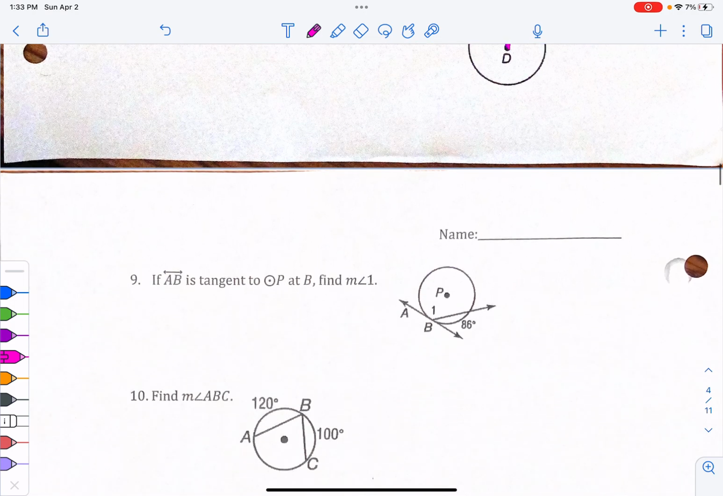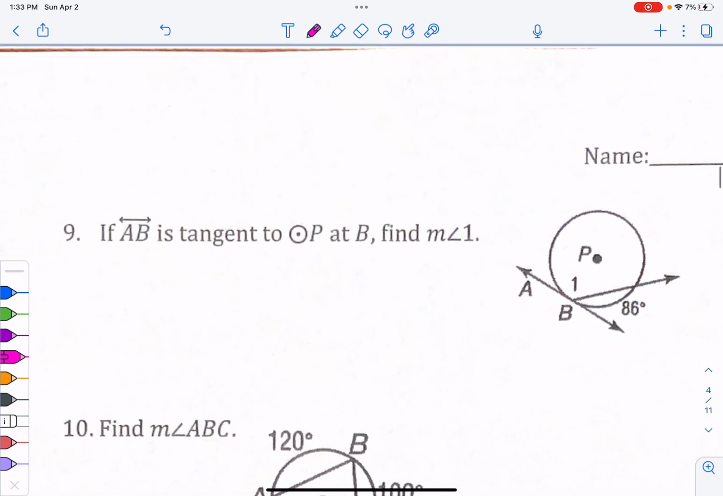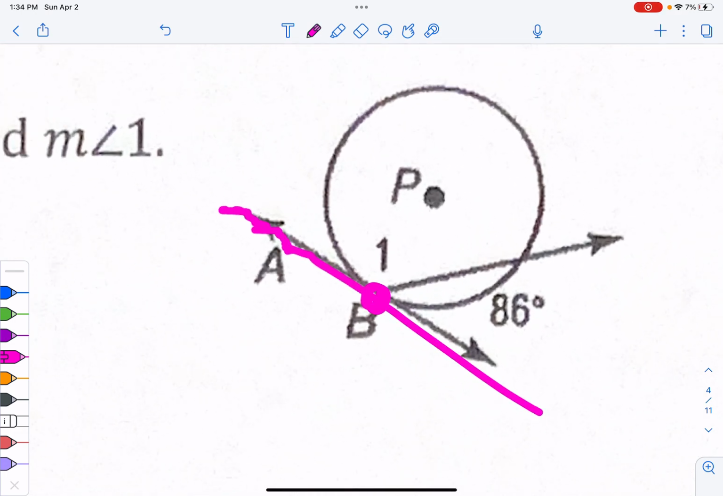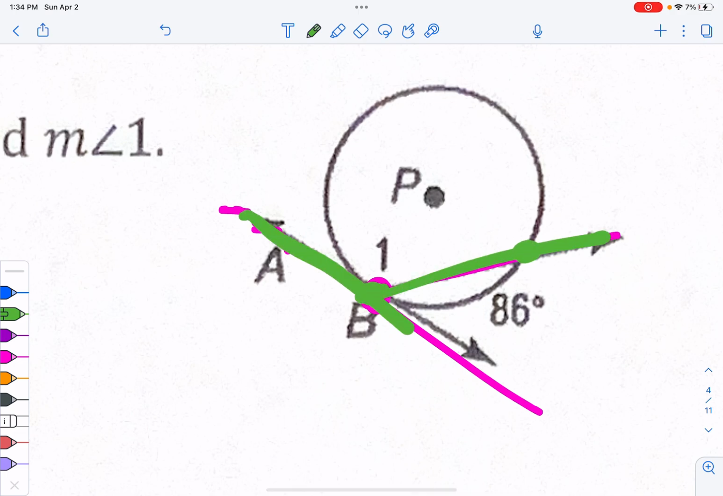Okay, let's go backside here. This one, we're going to have some formulas here. If AB is tangent to circle P at B, so this guy right here is a tangent line. He's just touching at that one spot. He's not going through it like this line is going through it twice. So it's touching it in 2 places, right? Like this line right here is touching here and here. But this is a tangent line, okay? This is a secant line.